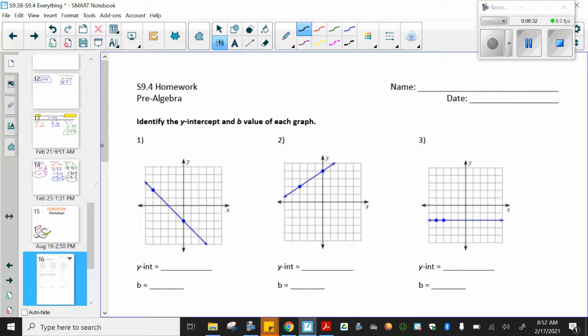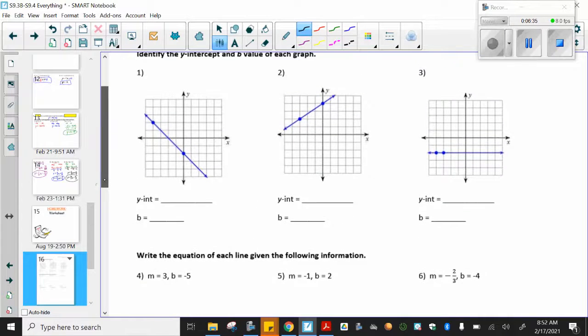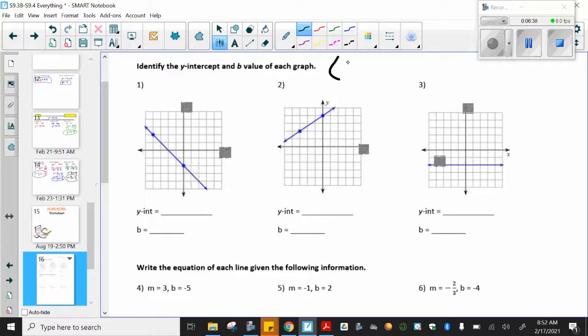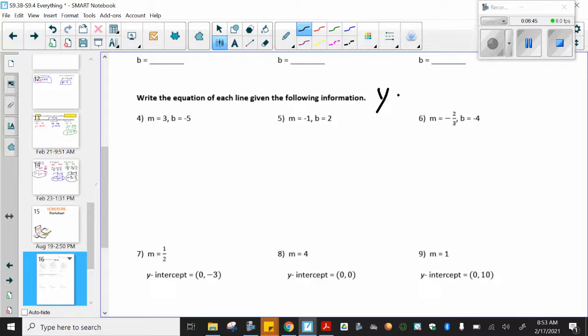It's going to look like this. Look, do what we did first. Find your y-intercept using this, right? And then your b value. And then you're going to write your equation using this.